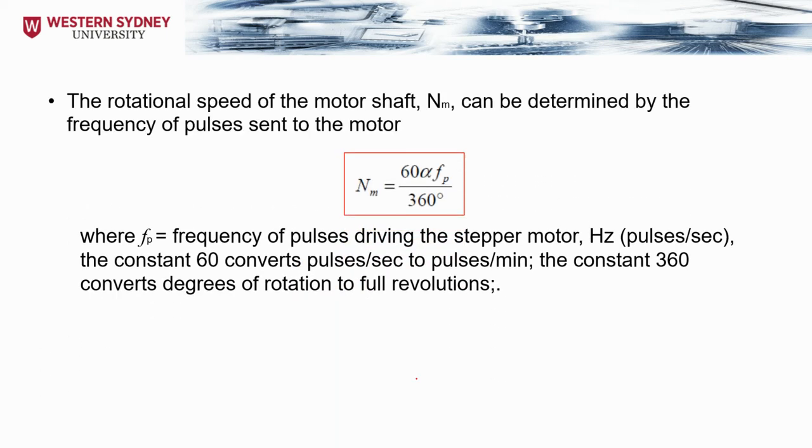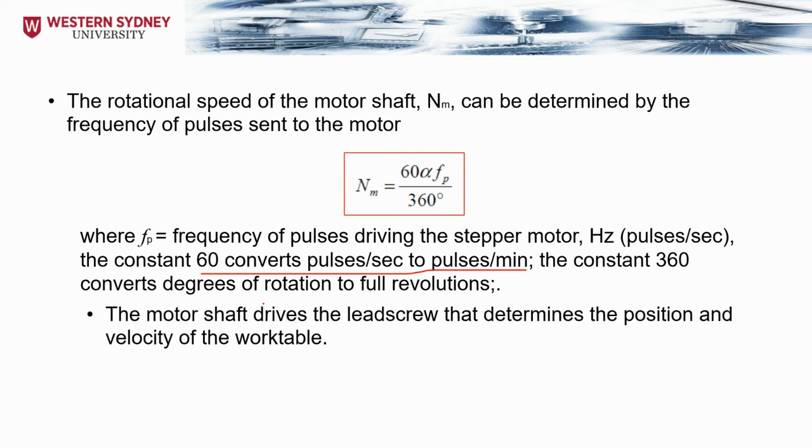The rotational speed of the motor shaft can be determined by the frequency of the pulses sent to the motor. So Nm, which is the RPM of the motor, is equal to 60 multiplied by alpha multiplied by fp, which is the frequency, divided by 360. Now fp is the frequency of the pulses driving the stepper motor in hertz, or pulses per second. The constant 60 converts pulses per second to pulses per minute, and the constant 360 converts the degrees of rotation to full rotations.